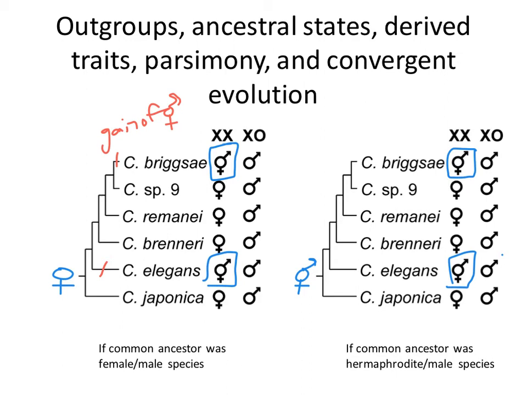What about the tree on the right? What's the easiest way to get from a hermaphrodite ancestor to what we know today? 4 out of 6 species being females instead of hermaphrodites. Is this the opposite case where it's a loss? So how many losses do you have to get from here to here? So somebody said 4. Where would those 4 be?